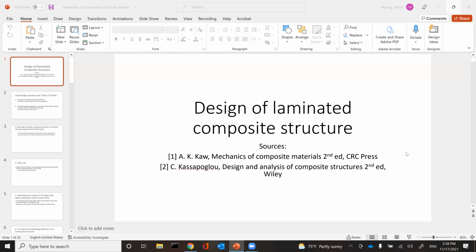And then I'm going to go over a numerical example, which actually came from Kassapoglou's book, chapter 5. There are some design examples, and I picked one on a drive shaft. So we go through how the problem is abstracted into a CLT problem, how it's solved, how the trade-off study is done, all those things. Okay, so that's the general plan.